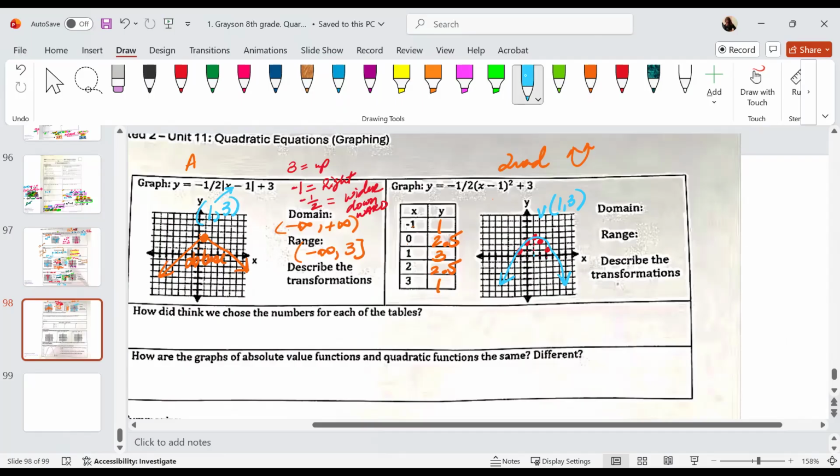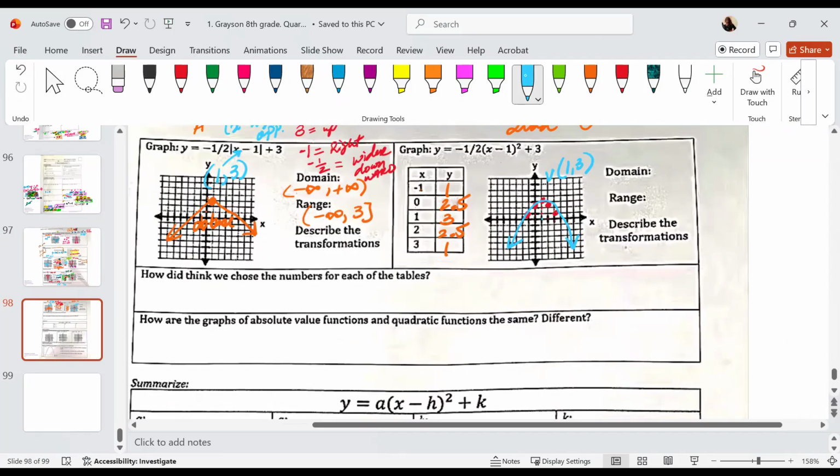This h part, remember, it's x minus h. So the h is always going to be opposite. So it's a -1, you write it down as a +1. Do you see that? Okay, so you describe the rest.